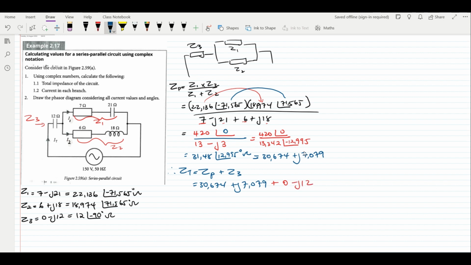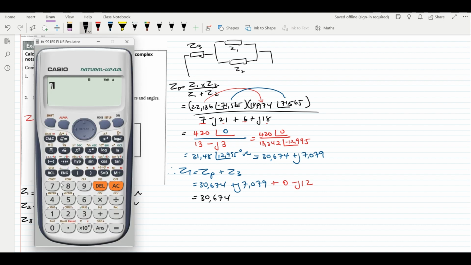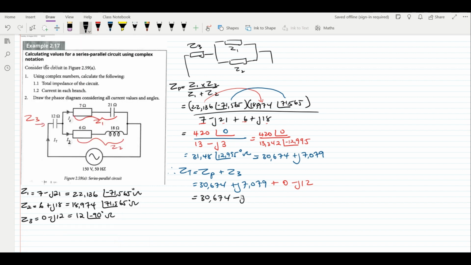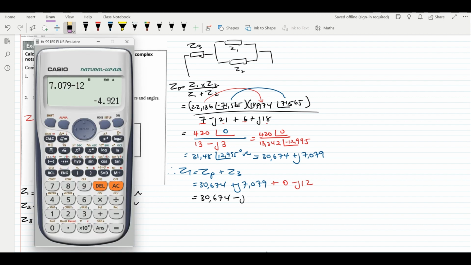Now, let us calculate that. This is going to be 30.674 plus 0. That will be 30.674. And then when I say 7.079 minus 12, we get negative 4.921. So that's going to be minus J4.921. Is it a 4? Yes, 4, not a 9. It's 4.921.